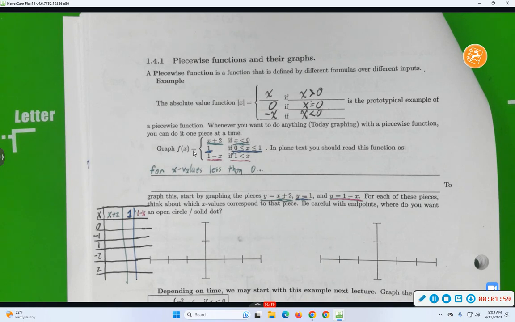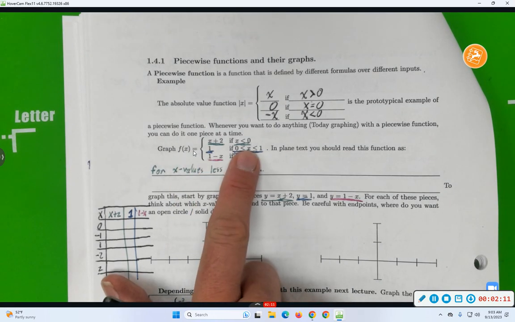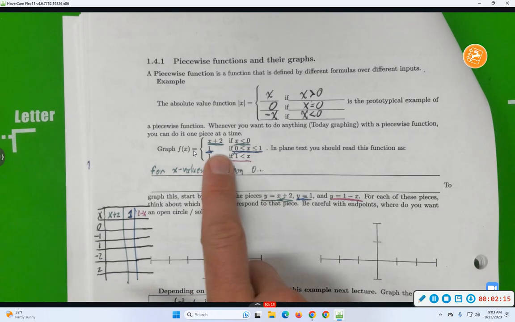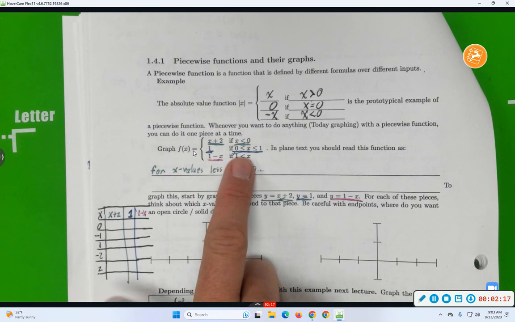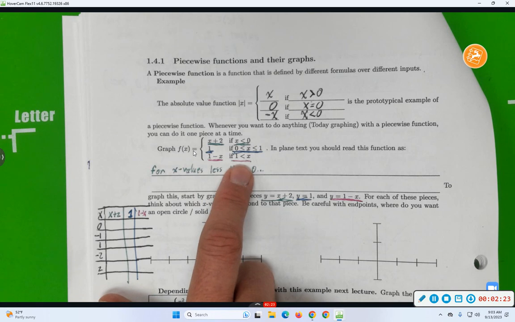A piecewise function is any type of function that has different types of behaviors depending on what type of number you plug into it. And here's maybe a more made-up example. Let's think about the function f of x, which is equal to x plus 2 if x is less than or equal to 0. Strictly less than 0? Strictly less than. f of x is equal to 1 if x is between 0 and 1 inclusive. And f of x is 1 minus x if x is bigger than 1.